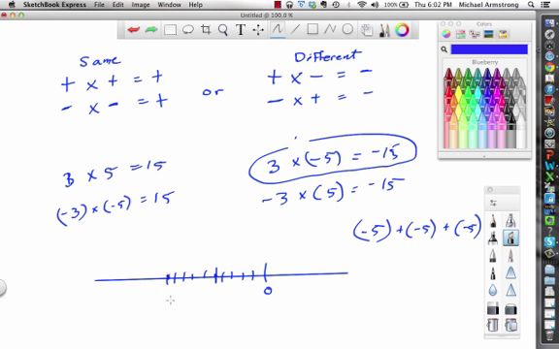My pen is not working as well as I think it should be. This was -5. And then if I went backwards another 5, I would make it to -15. And you can see that 3 -5s starts at 0 and goes back to -15. You can see how that works.